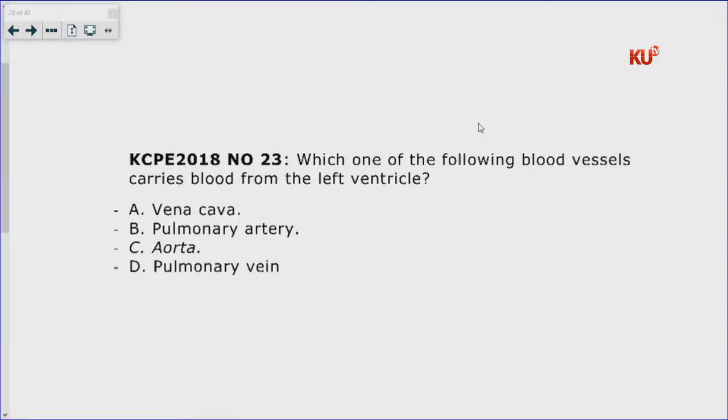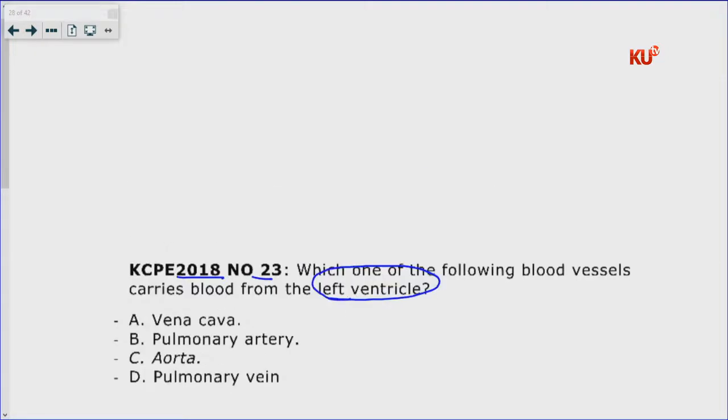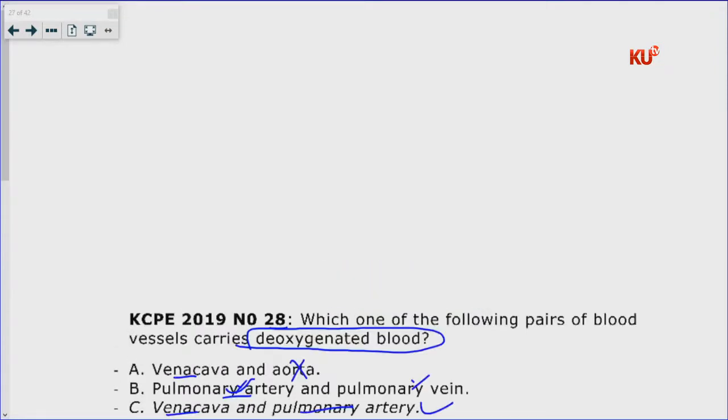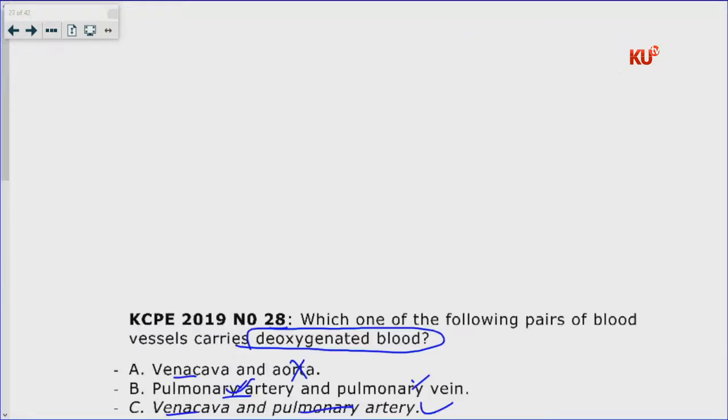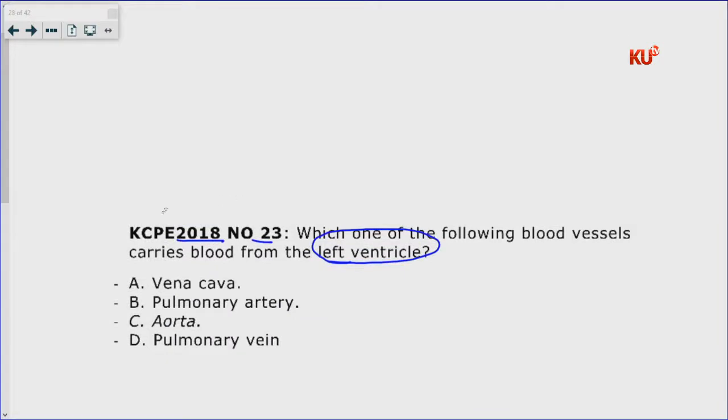Let's look at the other KCP, the former previous year. 2018, number 23. Which of the following blood vessels carries blood from the left ventricle? According to our diagram, we can look at that from the left ventricle. So we come here, we look at the left ventricle. The left ventricle is here, and that blood is carried by this blood vessel, and that blood vessel is aorta. So our right answer to that question is aorta. So the right answer was choice C, aorta.